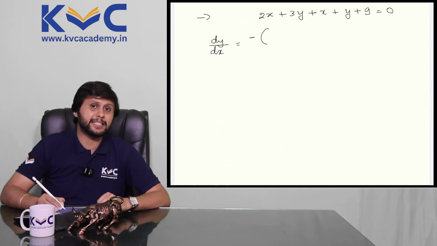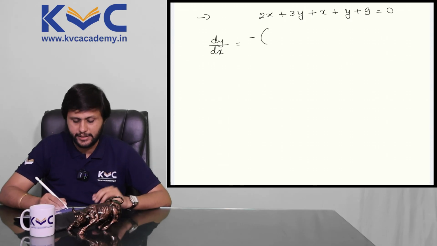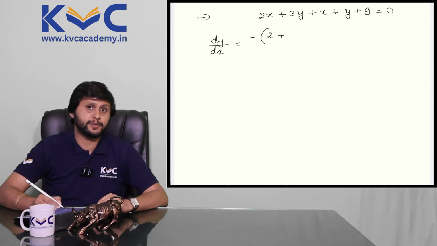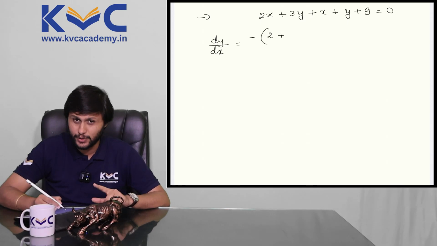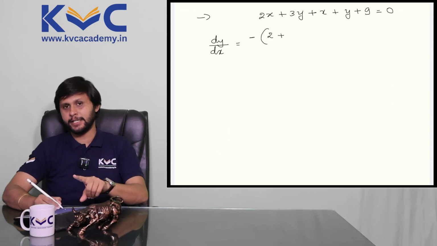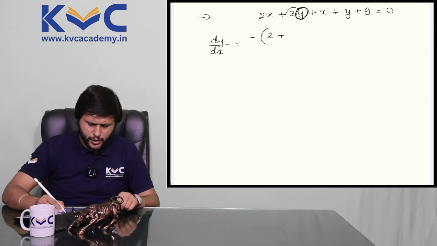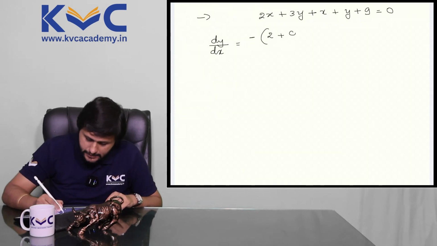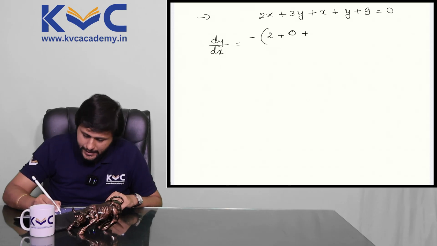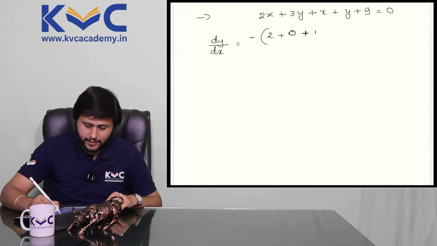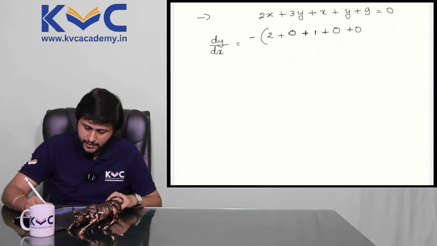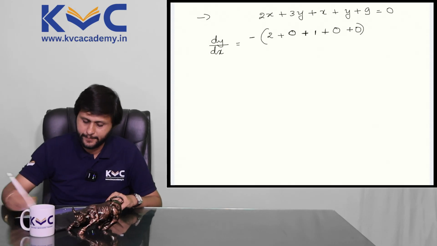Now we have to differentiate with respect to x, keeping y as constant. Differentiation of 2x is 2, plus differentiation of 3y. Remember, y is constant. If y is constant into 3, what will happen? That is also a constant. Differentiation of constant is 0, plus differentiation of x is 1. Differentiation of y is 0. Differentiation of 9 is also 0. This is all that you get.